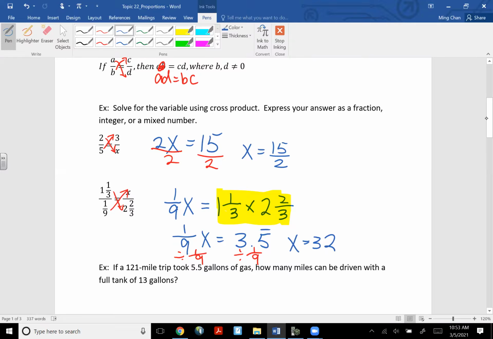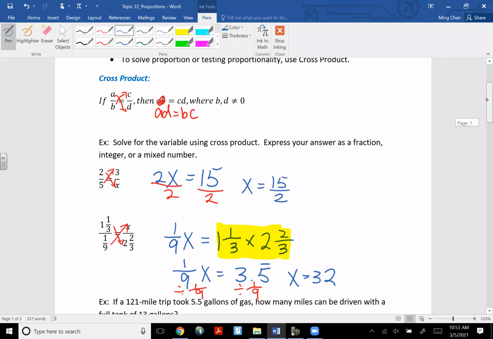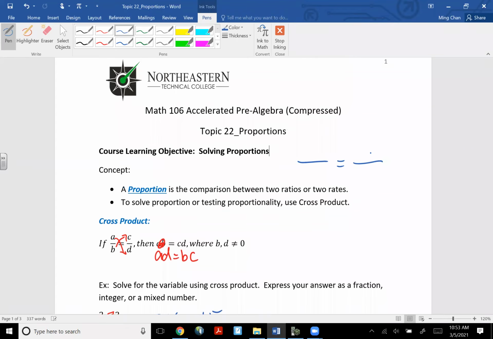Now, earlier I mentioned that a proportion is two ratios equal to each other, or two rates equal to each other. So when it comes to application problems, what I like to show students is that the problem will always give you a ratio or a rate to start out with. Technically you're supposed to have two ratios or two rates, but they will start you off with some sort of ratio or rate first, which you can put in the first fraction.